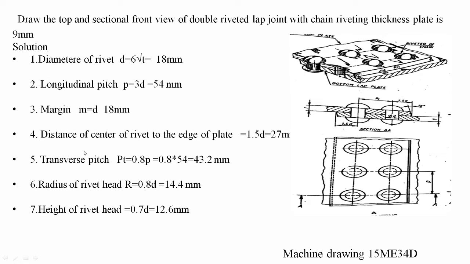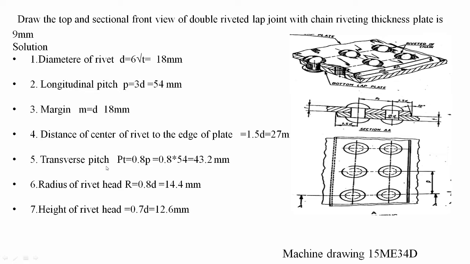Next, the distance from the center of the rivet to the edge of the plate is given by the formula 1.5 times the diameter. If you substitute D as 18 millimeter, you get 27 millimeter. This distance is here. You can see the center of the rivet to the edge of the plate is 1.5 times the diameter, that is 27 millimeter.